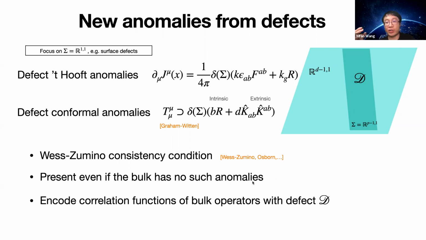Okay, so the defect, as I mentioned, is part of the extended operator algebra. So this anomaly coefficient encodes correlation functions that involve this extended defect operator, as well as other local operators, in this case corresponding to the current and stress tensor.